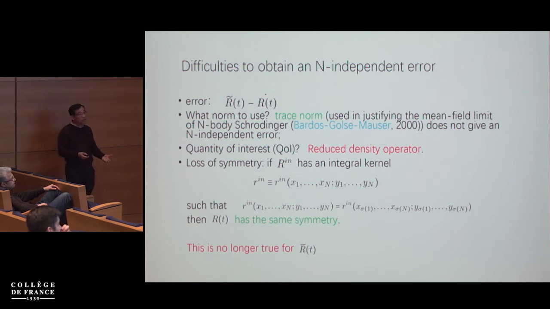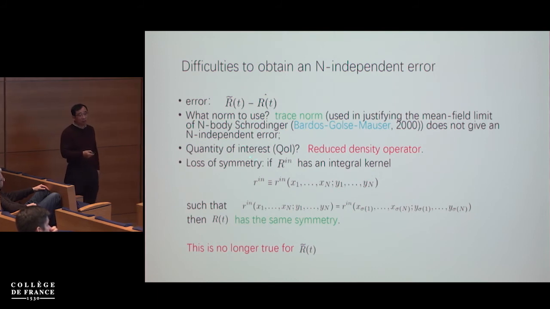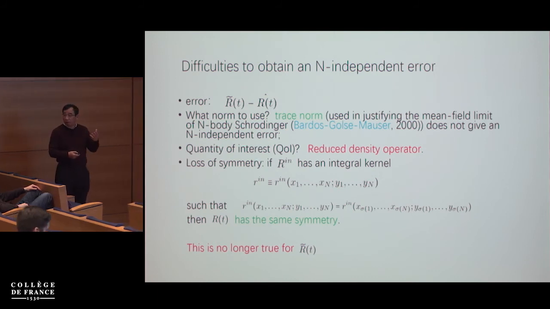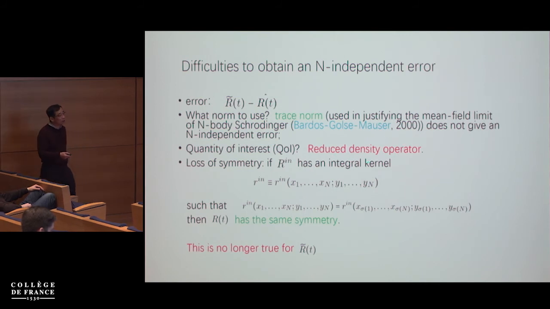So what can you get right? You consider what is the right quantity of interest. What are the physical quantities that this method gives a good approximation of? So it turns out it is this so-called reduced density operator. I will define it in a second, all right?